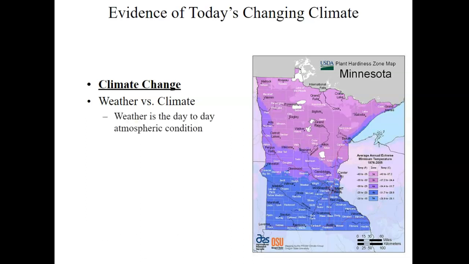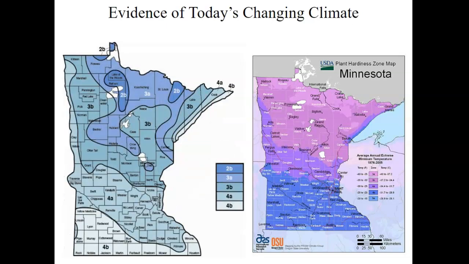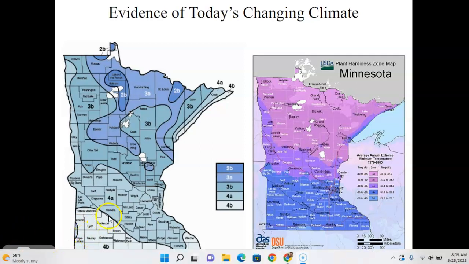We have talked already about weather versus climate, so make sure you understand that distinction. So what's noteworthy on this particular slide is that the hardiness zones have shifted northward. And so there are regions of the state that have hardiness zones that were once in Iowa that are now in Minnesota.